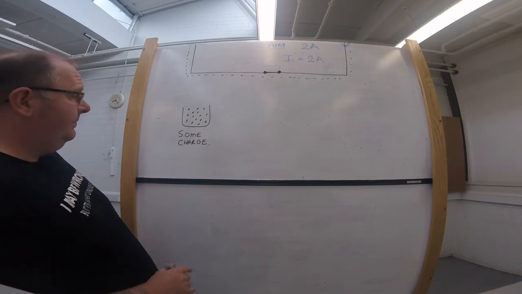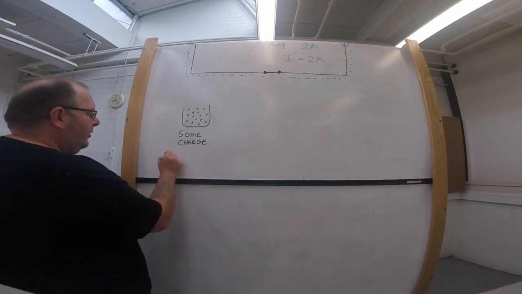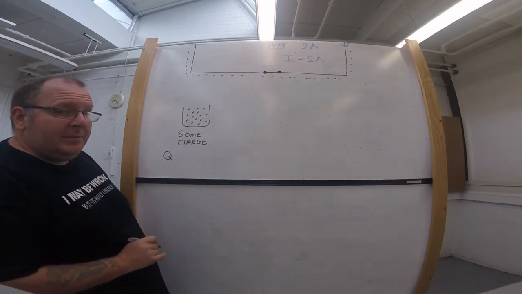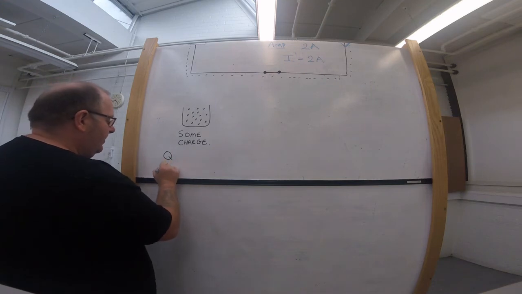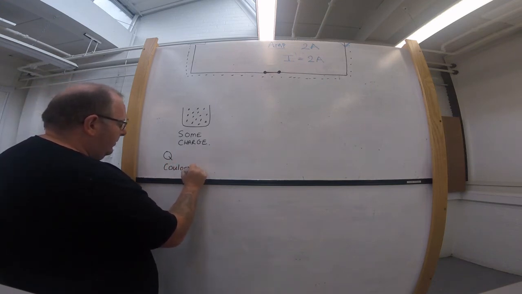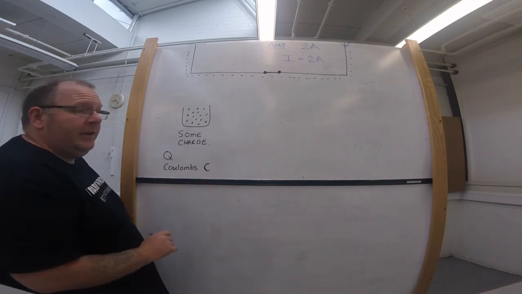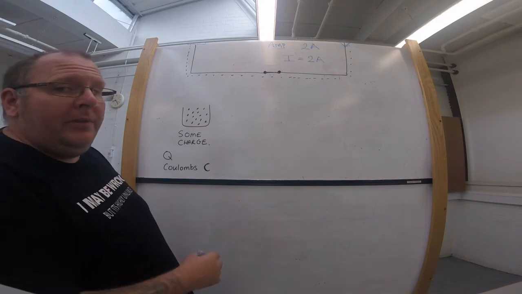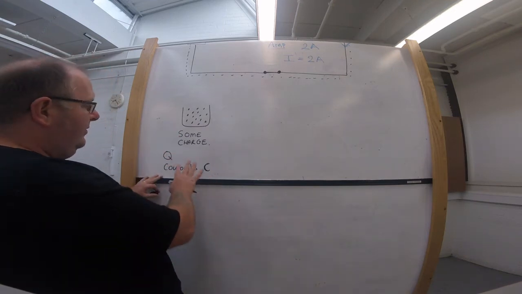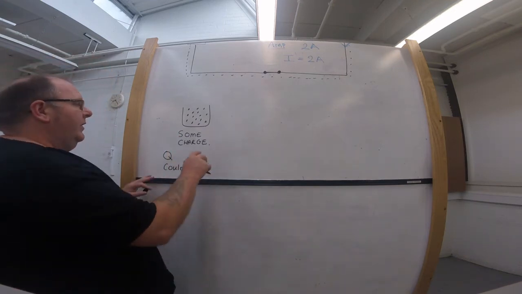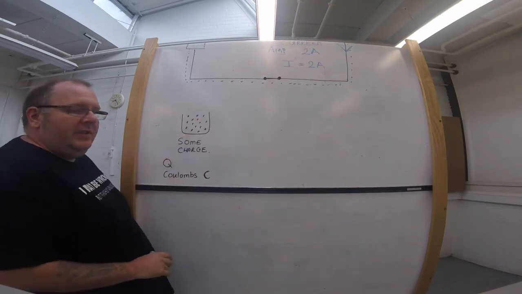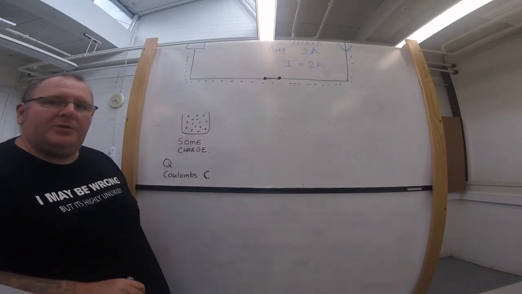Charge, incidentally, gets the symbol Q, and it's measured in coulombs, which gets a capital C. It's named after a French chap called Coulomb that studied this. Don't worry about that. Okay? But let's just say I have a jar with some charge in it.